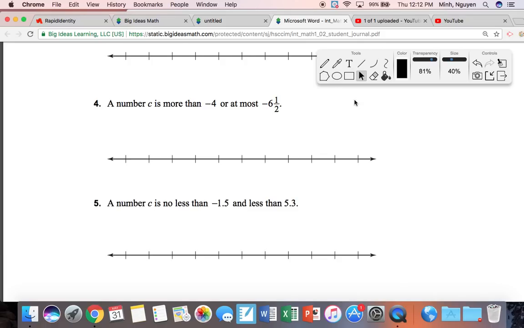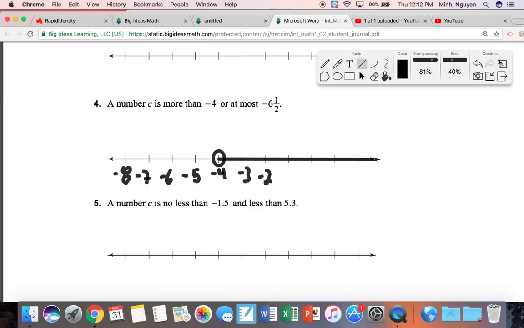More than -4, or at most. If something is at most, that means it cannot be more than that, right? So again, let's just say -8, -7, 6, 5, 4, 3, 2. Let's just stop there. More than or equal to, or just more than? Just more than. So we're not worried about filling it in or anything like that. More than 4. Or at most, that means it could be -6.5, but that's the top. So at most is like right here.